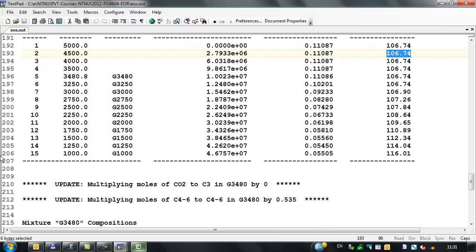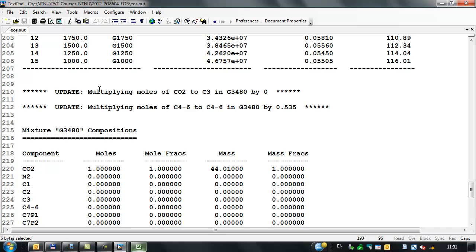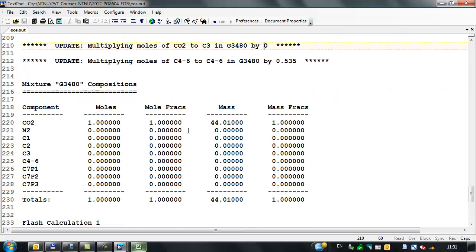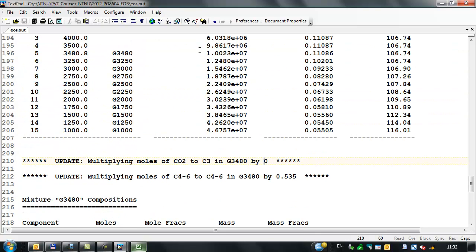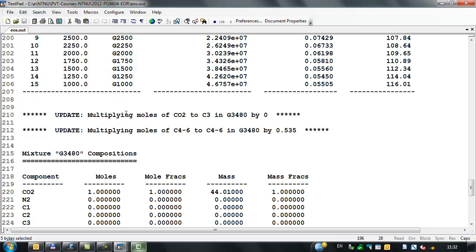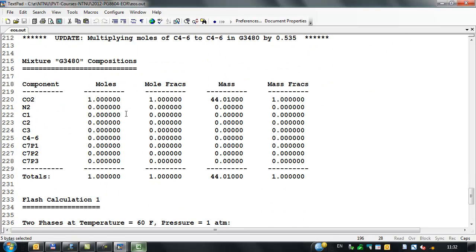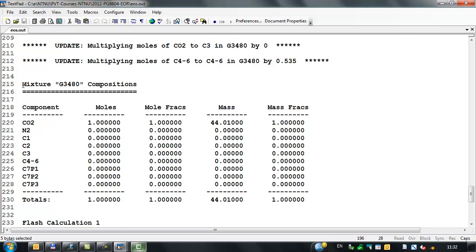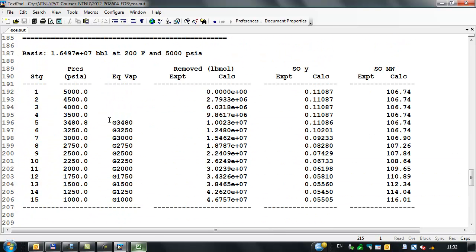Of the surface oil. Then it goes in and it multiplies this and the 3480 by 0, and we end up with the composition here, except we didn't get rid of the CO2. This is strange. Equilibrium vapor. That didn't work. So it's not doing the.